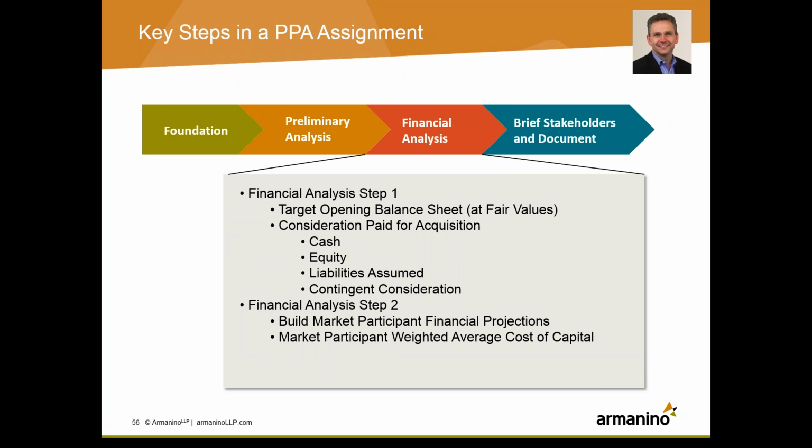Then in the financial analysis, this has a couple of steps. I think Dirk showed that at the beginning, we start with the opening balance sheet at fair value with all the other assets. We look at the consideration that was paid for the acquisition. Cash, equity could be equity. Then the question is, well, what's the value of that equity? Which might be easier for a public company, but it can be a little bit more tricky for a private company, specifically if they pay with preferred stock.